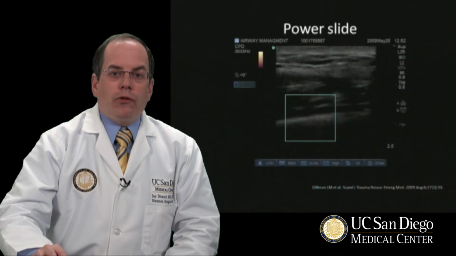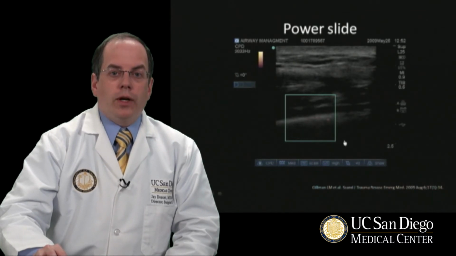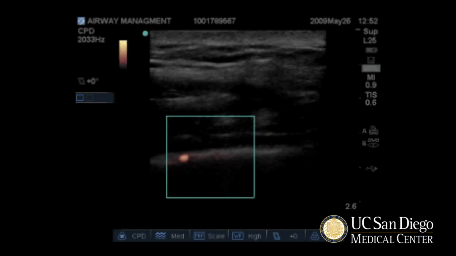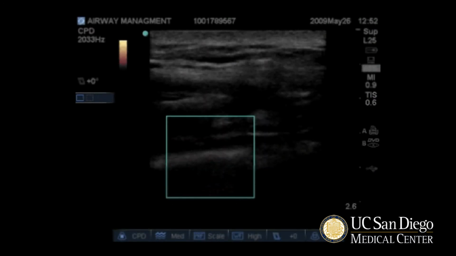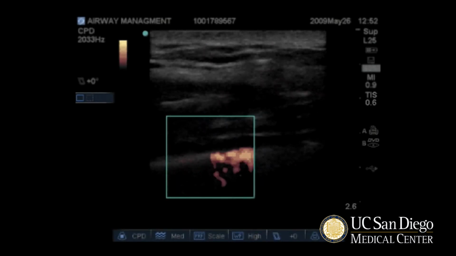The power mode can also be used to detect motion, as it's quite sensitive to motion in the field that's selected. And in this case, you'll see that every time the patient takes a breath, something bright shows up in the far field. This is the lung sliding back and forth. This patient does not have a pneumothorax.